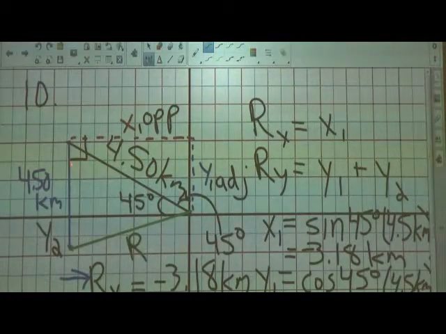Then here's our second vector, the one in the blue. It's going due south, once again, 4.5 kilometers. So what you want to find is the resultant. So where we started from, over here with the first one, and we're going to end over here. So this green one, the line from here to here, is going to be the resultant.